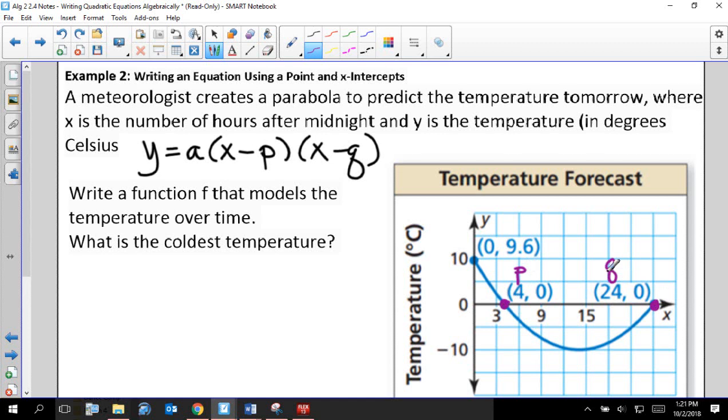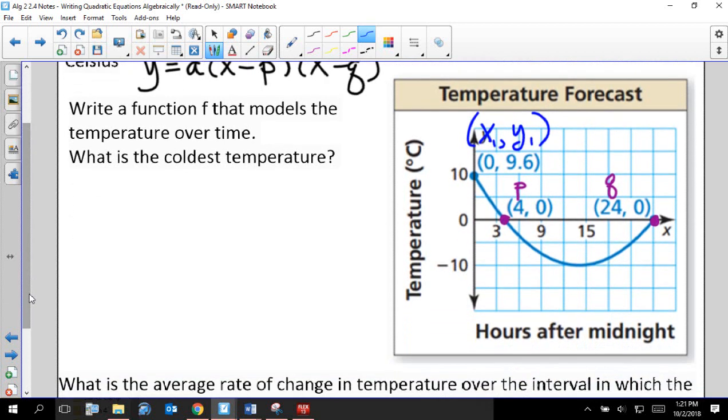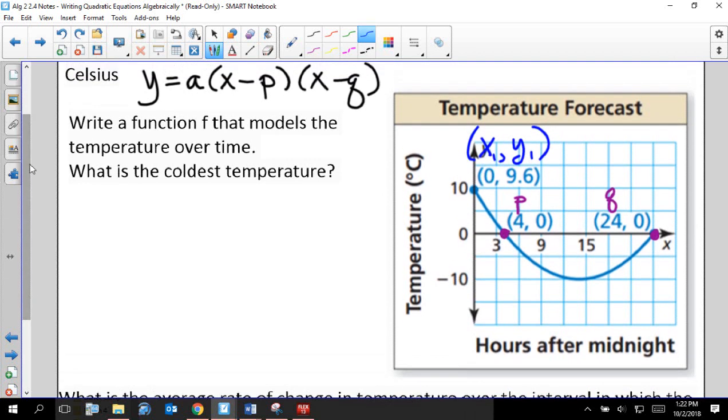So that means my ordered pair, my x, y, is what point? (0, 9.6), which is the y-intercept, but none of these use the y-intercept, so it doesn't even matter if it is or not. It's the x-intercepts that matter. So we're going to plug in x, y, p, and q.